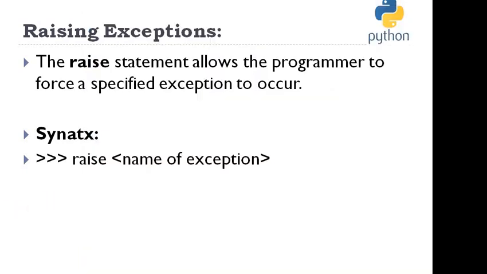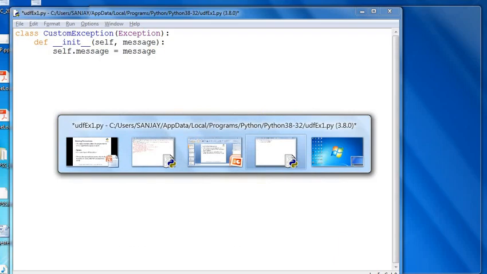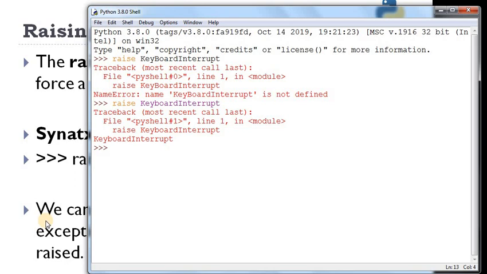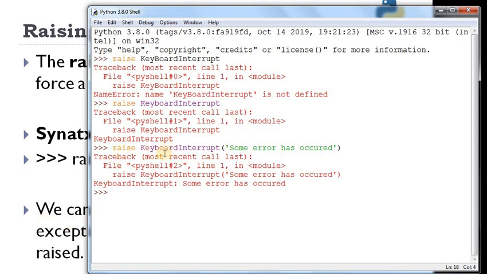Now when you are raising exceptions, you can optionally pass some value to the exception to clarify why that exception was raised. For example, let's try that. Here suppose I say raise KeyboardInterrupt and we pass a user-friendly message, some error has occurred. So now we can see that when this exception is raised, KeyboardInterrupt, it came with a user-friendly message, some error has occurred. So by using this raise statement, you can explicitly raise any built-in or user-defined exception.